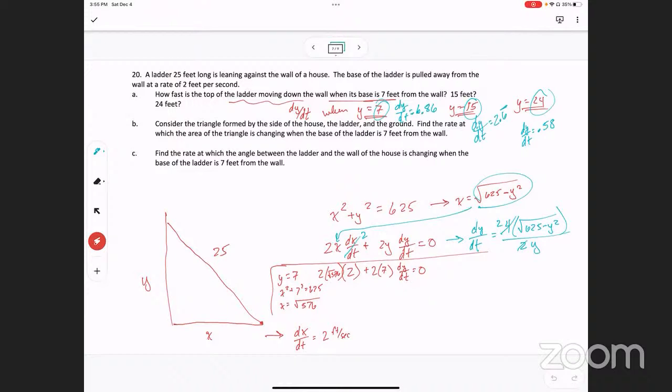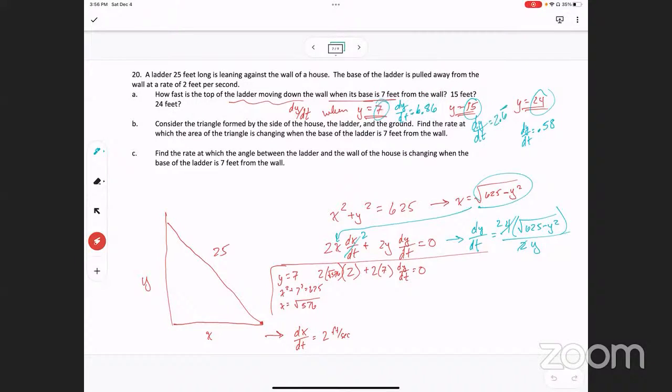I really don't know. Let's think about this. Shouldn't this have been a negative? Because if this plus this is going to be 0, dy/dt was a positive number. I'm sorry, dx/dt was a positive number. So wouldn't one of these have to be a negative number? Wouldn't dy/dt have to be a negative number in order for that to equal 0? I don't think dy/dt changes much. Well, no, dy/dt, look.